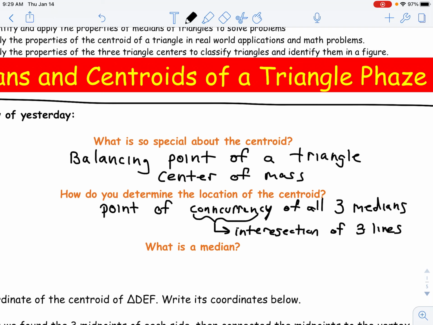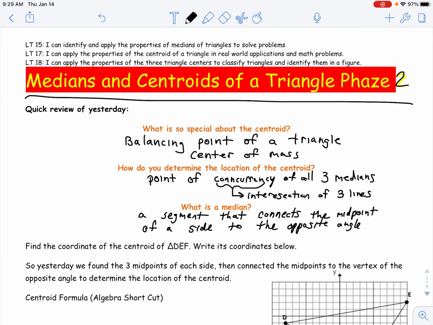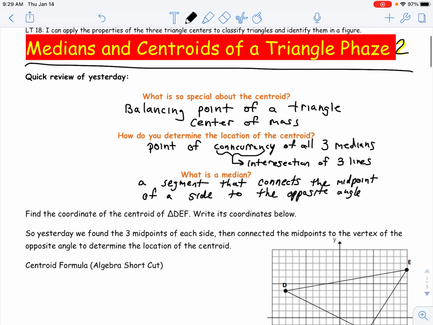Now, what is a median? A segment that connects the midpoint of a side to the opposite angle. All right. And think about this like a median of a road. A median is like that green space in between two sides of a road. It's the middle of a road. A median is like the middle of a triangle.